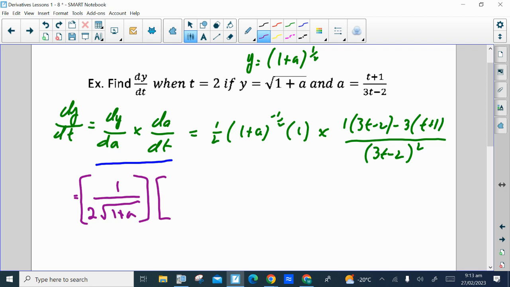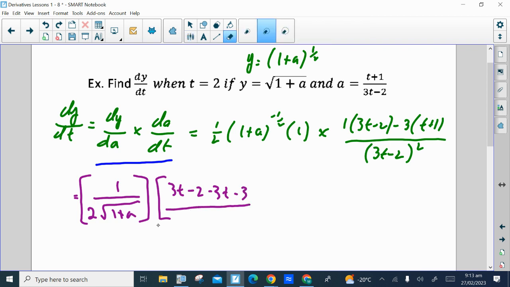We've got three terms here. Only two of them have a factor of 3t minus 2. So that means we're going to have to multiply this out. We'll get 3t, take away 2, minus 3t, take away 3, all over 3t minus 2 all squared.